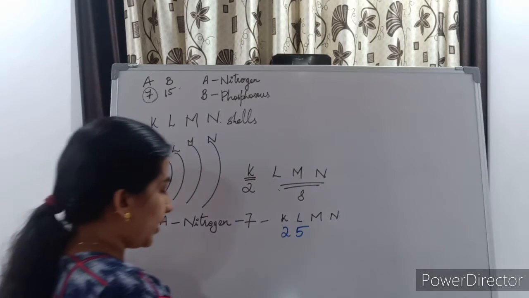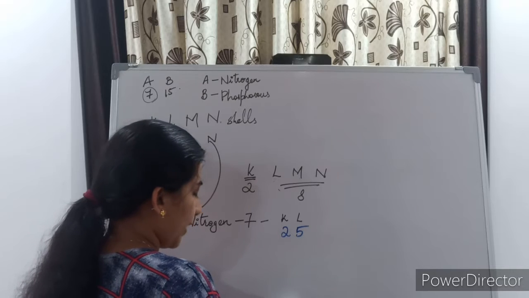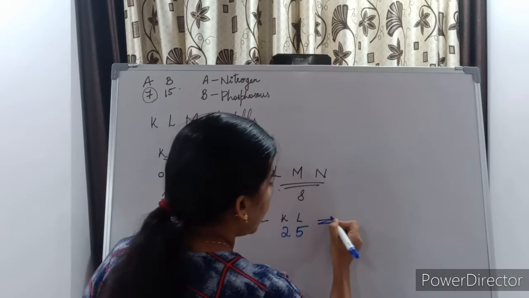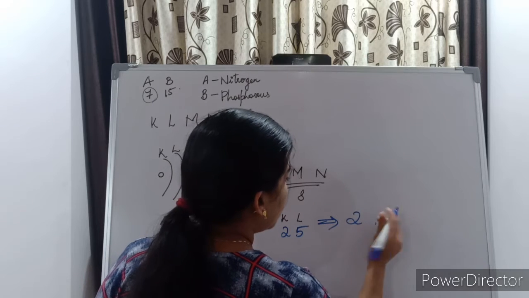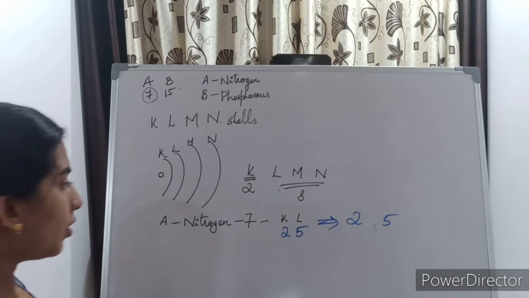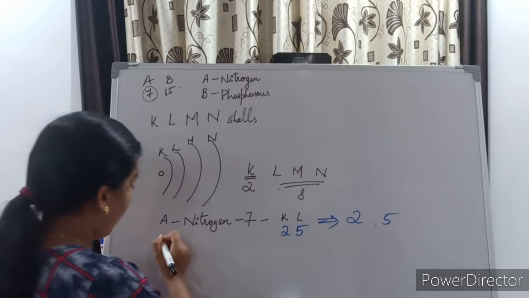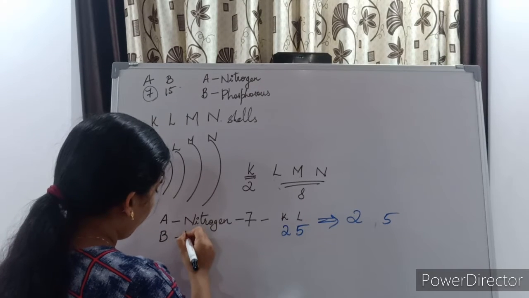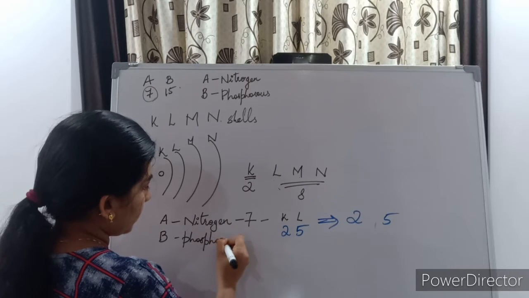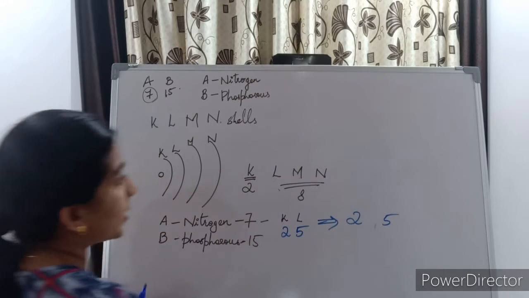So in the case of nitrogen, only the K and L shells will be used. There are no M and N shells. So the electronic configuration will be 2, 5. 2, 5 was the electronic configuration of nitrogen. Next was phosphorus. Phosphorus is 15. 15 was the atomic number as given in the question.